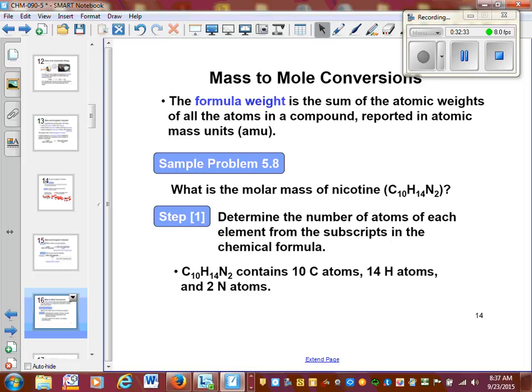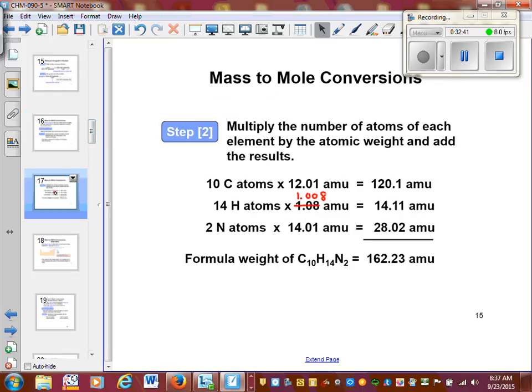We just look up on our periodic table. Carbon is 12.01. Hydrogen is 1.008. Nitrogen is 14.01. So it's 10 times 12.01, 14 times 1.008, 2 times 14.01. Then you add them all up. So the formula weight of nicotine is 162.23 AMU.